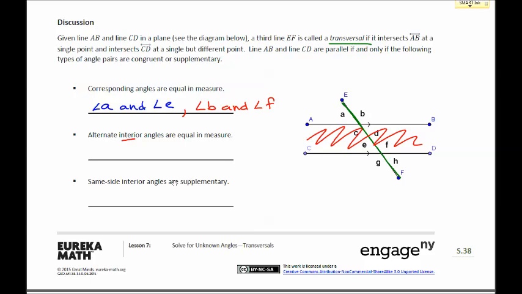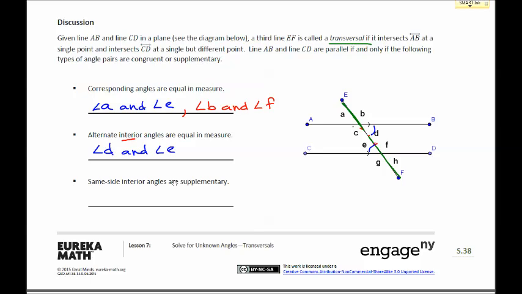And they are alternate if they're on the alternate sides of the transversal. So, angle D and angle E are both on the interior of the two lines, but they are on alternate sides of the transversal. So angle D and angle E are alternate interior angles.